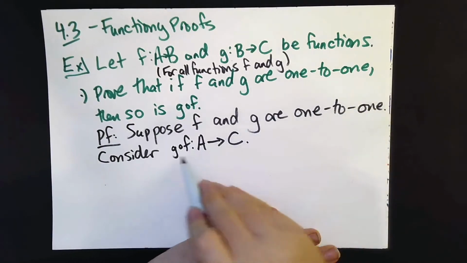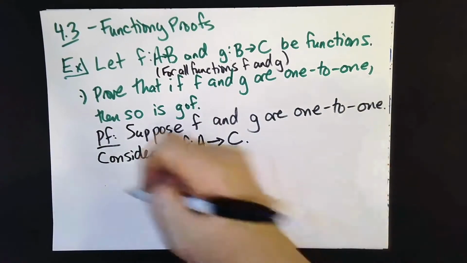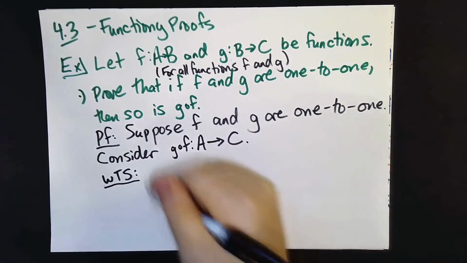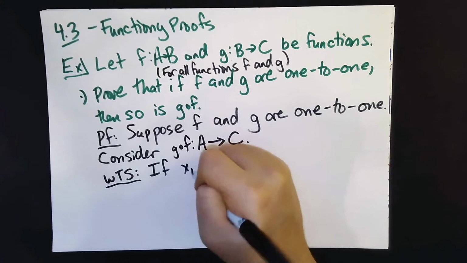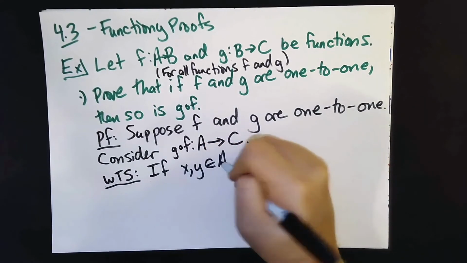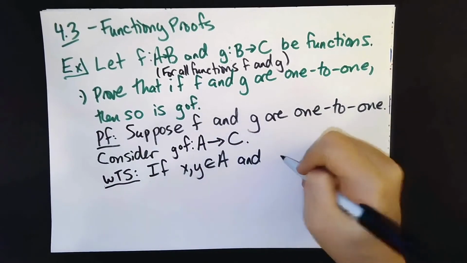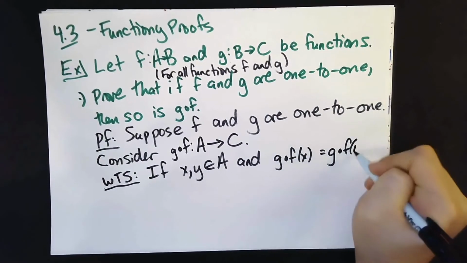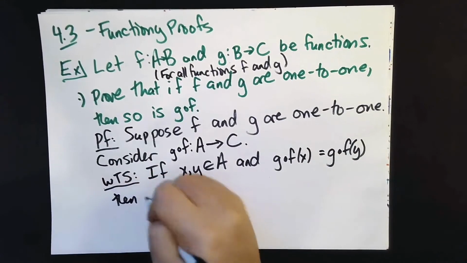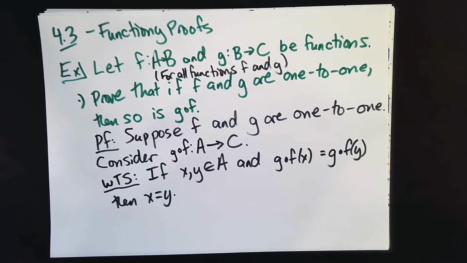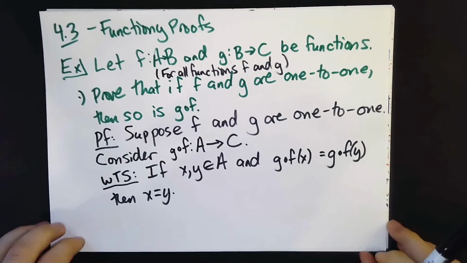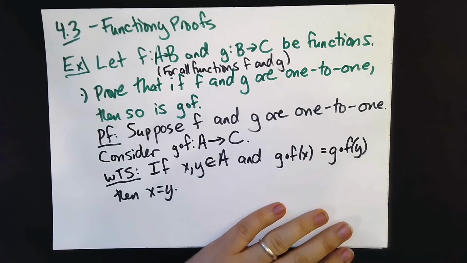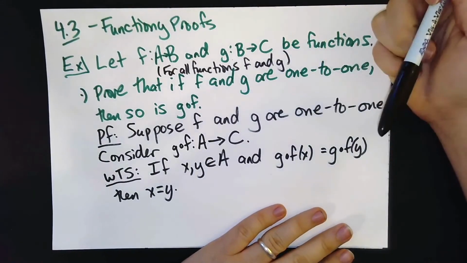So I want to show this is one-to-one. And so what does that mean I need to show? That means I need to show that if x and y are in A, and g of f of x equals g of f of y, then x equals y. All I've written down here is the definition of one-to-one with the appropriate domain, which is A, and I've written g of f because that's the function I'm considering.